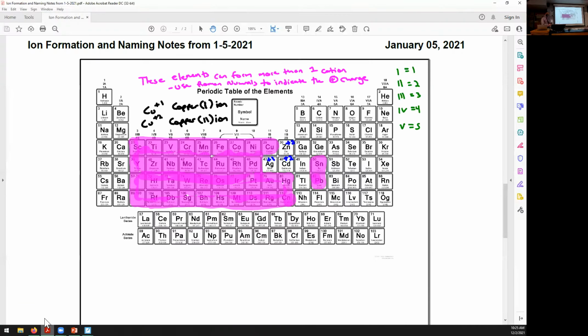when they become ions, this PDF is up on module 7. But if you remember, it's the d block, but not zinc, cadmium, and silver. And then tin and lead in addition to those. Those are the ones that get Roman numerals. You kind of just have to know when to use Roman numerals. They get Roman numerals because they can be more than one thing.